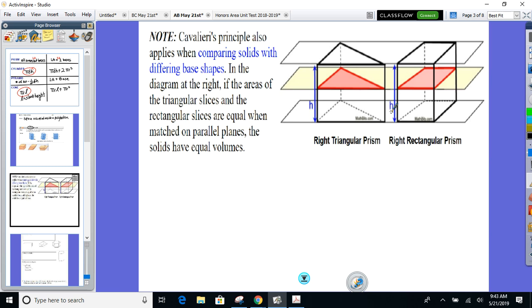Everyone all right with the principle there? Same heights, same cross-sectional area. Okay? Even though they're two different figures.